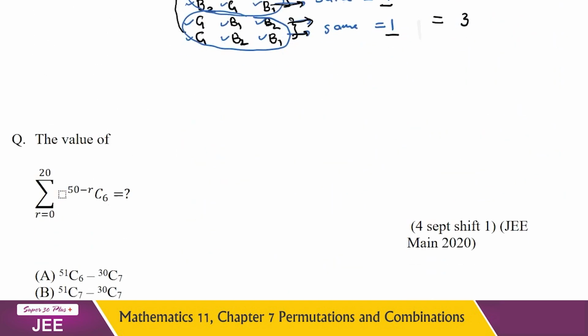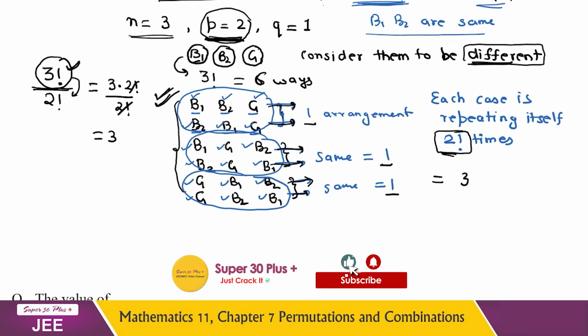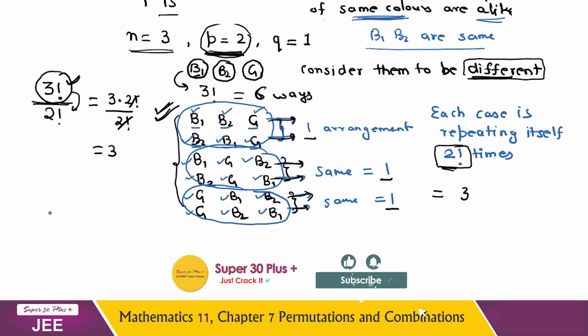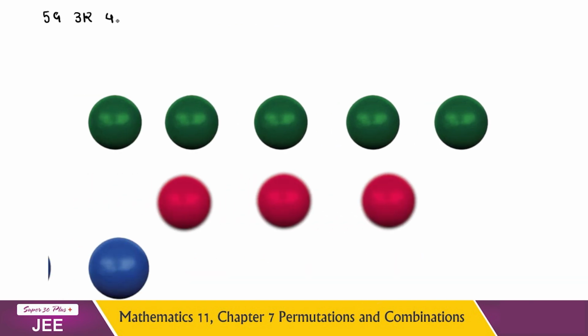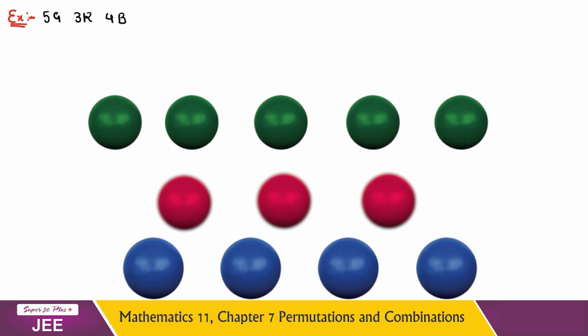Alright, so in order to sum up, I can say that if you have 5 green balls, 3 red balls, and 4 blue balls, so total we have 5 plus 3 plus 4, that is equal to 12 balls. And out of these 12 balls, 5 green are of same kind, 3 red are of same kind, and 4 blue are of same kind. Now if somebody asks you how to arrange these many objects, the answer is not going to be 12 factorial. Please understand, the answer is not going to be 12 factorial.